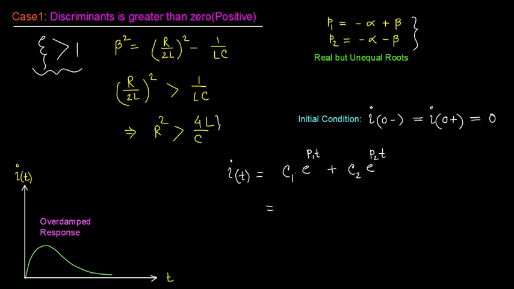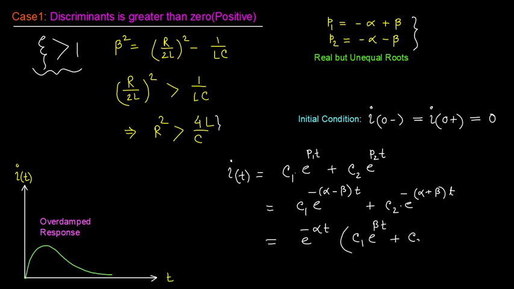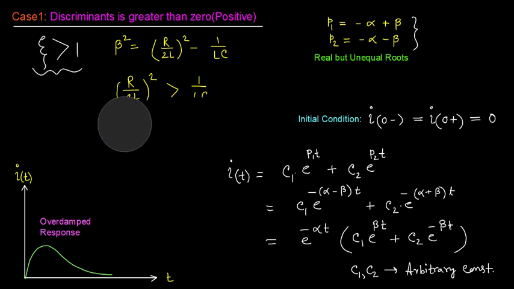Let us put the values of P1 and P2. C1 e to the power minus (alpha minus beta) t plus C2 times e to the power minus (alpha plus beta) t. From that, if we take common e to the power minus alpha t, it would be C1 times e to the power plus beta t plus C2 times e to the power minus beta t. C1 and C2 are the arbitrary constants. Now, the values of these two arbitrary constants can be obtained from the initial conditions I(0 minus) equal to I(0 plus) equal to 0, which is demanded by the inductor.